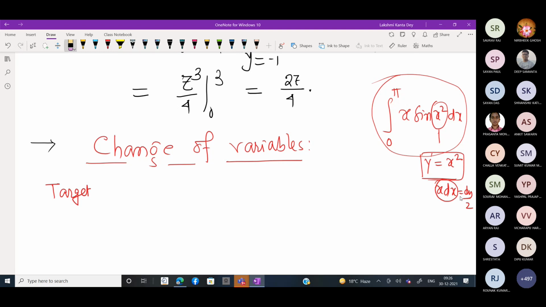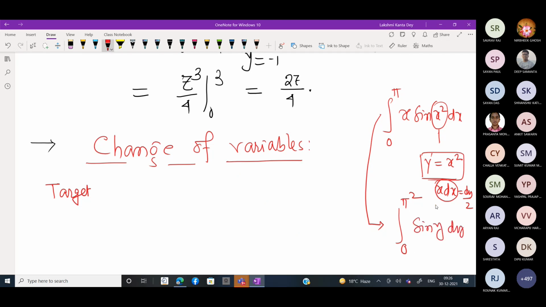Then what we do, we change the limit also. Basically, we change the limit in this case. Whenever x equal to 0, y equal to 0. Whenever x equal to pi, y equal to pi square. Then x dx is equal to dy, that means sine y dy, right? So now we are in a very comfortable situation to integrate it. This is the case in single integration.